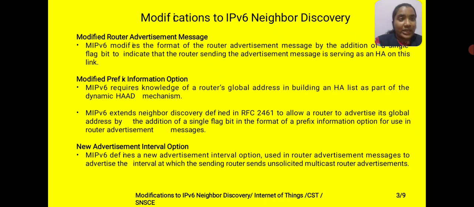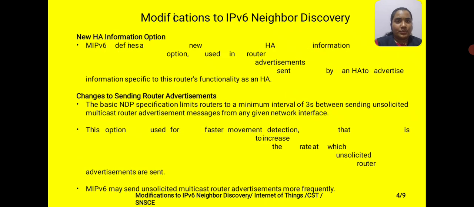New advertisement interval option. MIPv6 defines a new advertisement interval option used in router advertisement messages to advertise the interval at which the sending router sends unsolicited multicast router advertisements. New HA information option. MIPv6 defines a new HA information option used in router advertisements sent by an HA to advertise the information specific to the functionality of the HA.